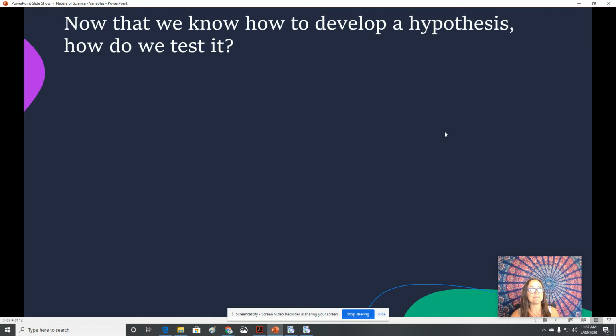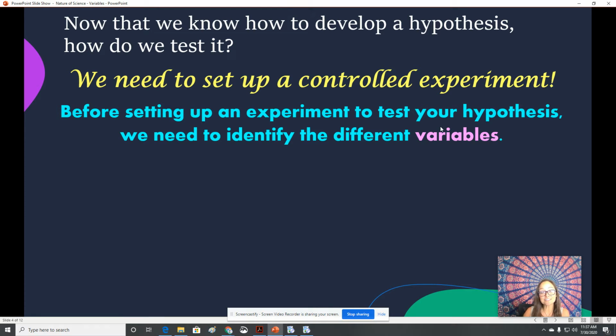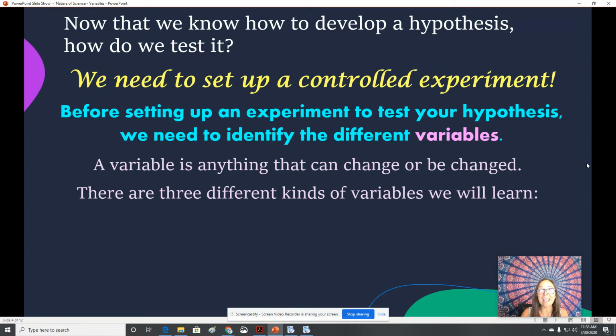Once we've developed our hypothesis, how do we test it, right? So we need to set up a controlled experiment. But before setting up an experiment to test your hypothesis, you need to identify different variables. But what is a variable? Well, a variable is anything that can change or be changed in an experiment. It varies, or things that can vary, I guess you can say.